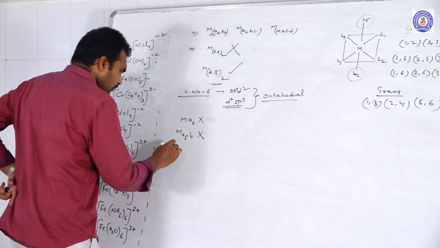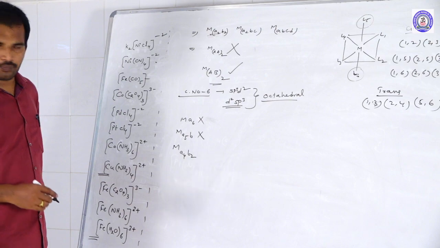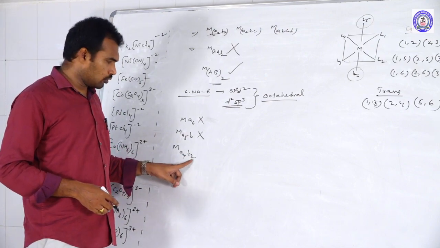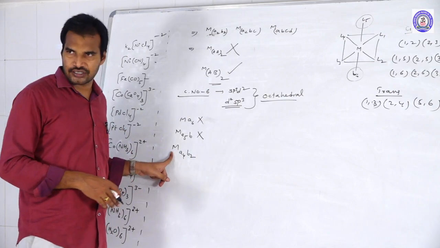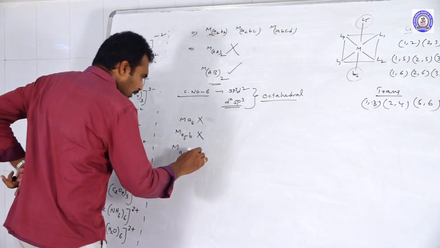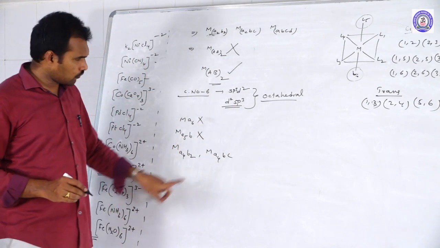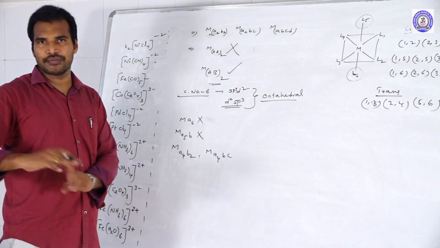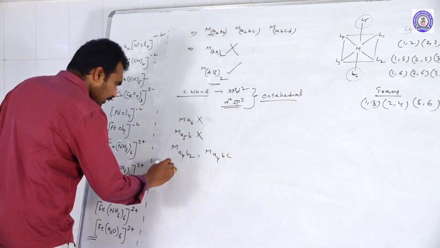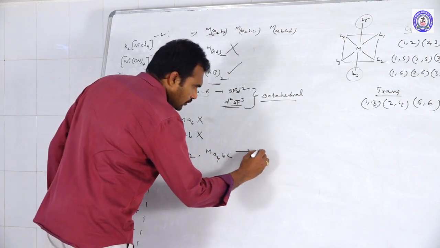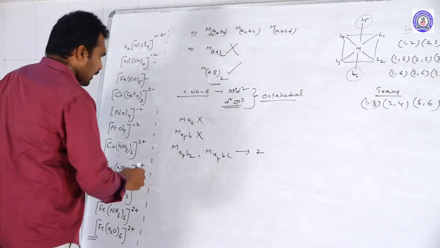MA4B2 can show. In MA4B2, the 2 B atoms may be on the same side or the opposite side, and based upon that we can generate isomers. MA4B2 can show. Next, MA4BC can show. So 4 ligands are same, and 2 ligands are completely different from the 4. These 2 will show 2 isomers each.